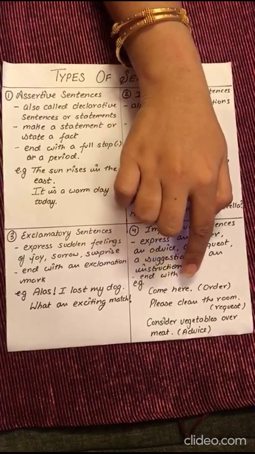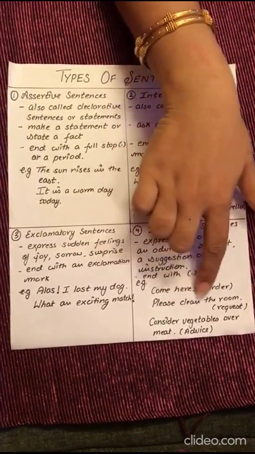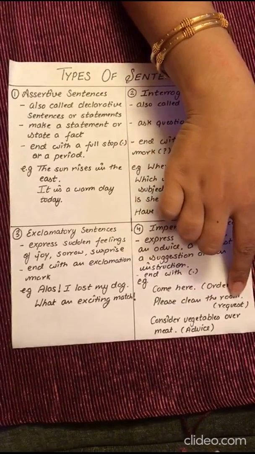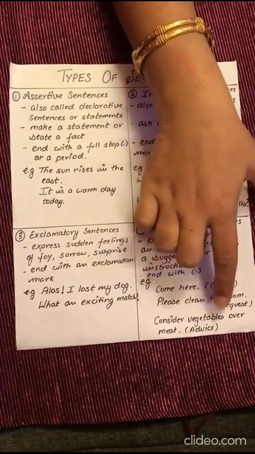Come here, which is an order. Please clean the room. It is a request. Consider vegetables over meat. This is an advice.